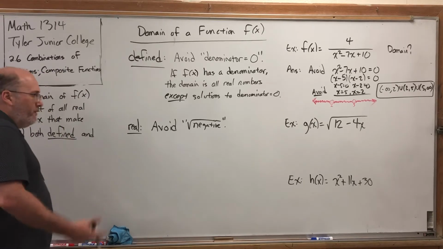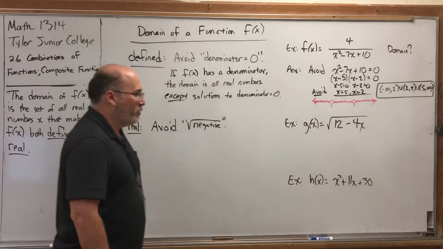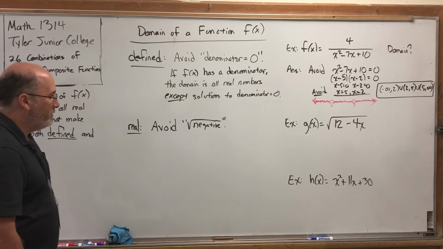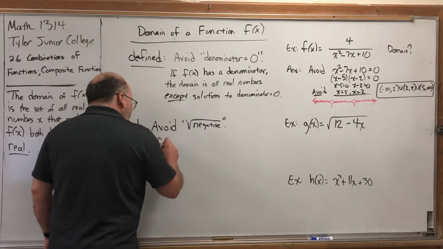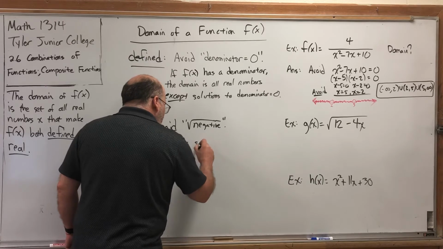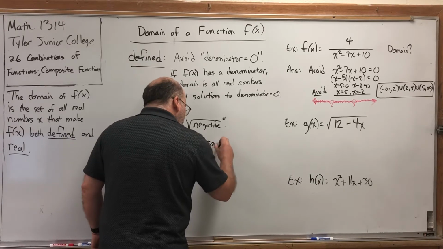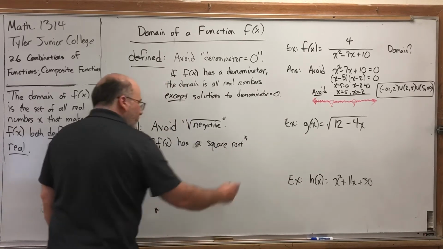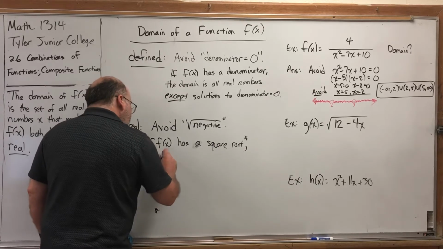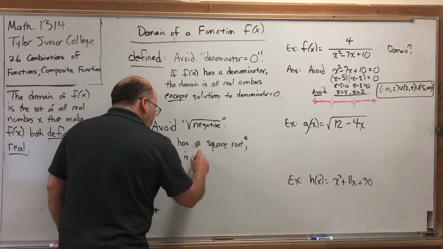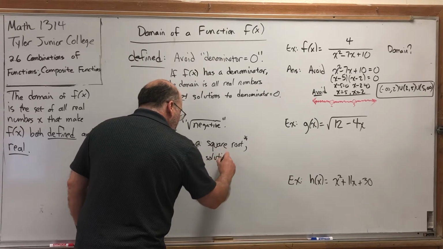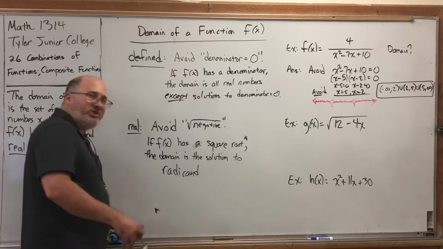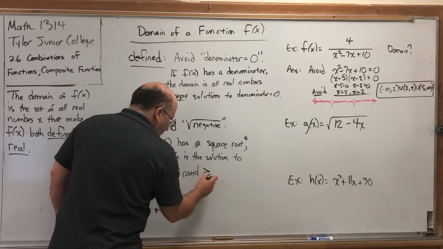So when we see a function with a square root, such as g of x equals the square root of 12 minus 4x, we need to avoid this. So how do we avoid that? Easy. If f of x has a square root, I'm going to put an asterisk after square root. I'll define it down here. The domain is the solution to radicand, which is the official name of the contents of a square root, greater than or equal to 0.